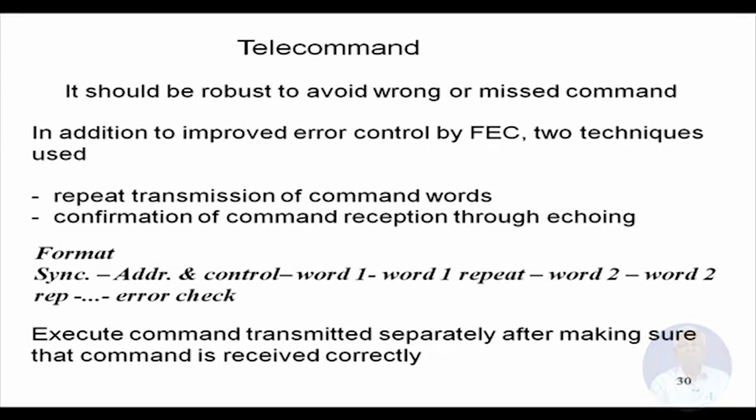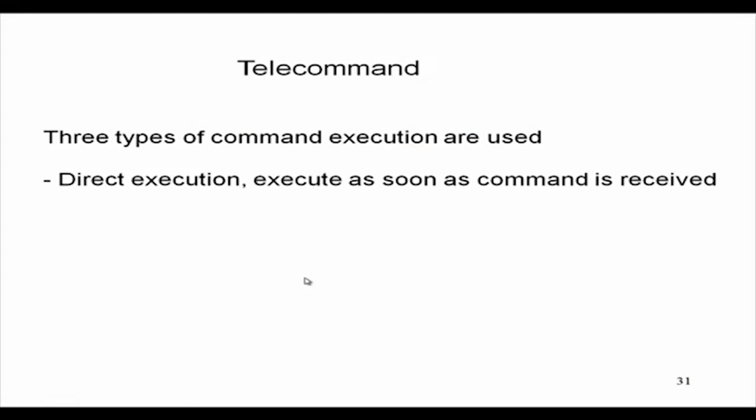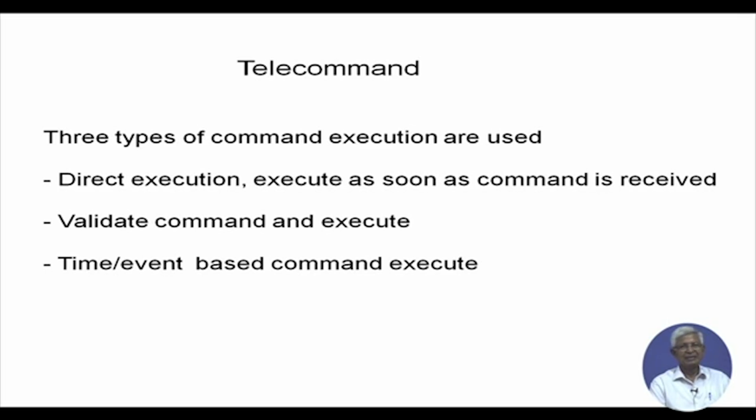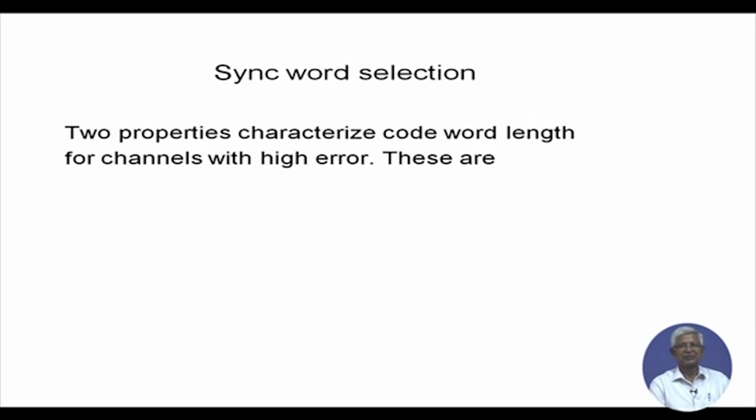And then the command is gone. To execute the command, a separate command is transmitted after making sure that the command which was sent is received correctly, by the earlier method I described. So, three types of command execution are used. One is direct execution: as soon as the command is gone, it executes immediately. Second is to validate the command and then execute, and third is you send the command and it gets executed after some time based on a certain event, if it is happening. So, these three types of executions are used.